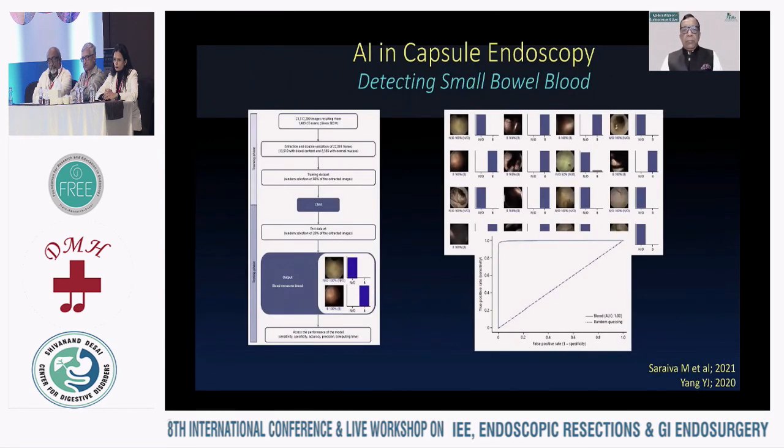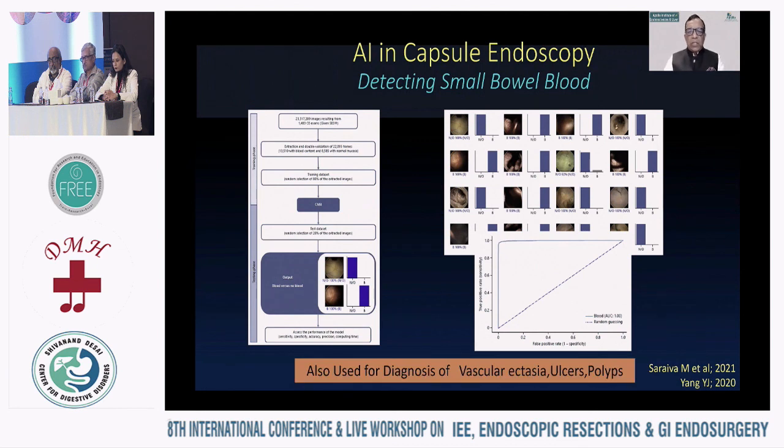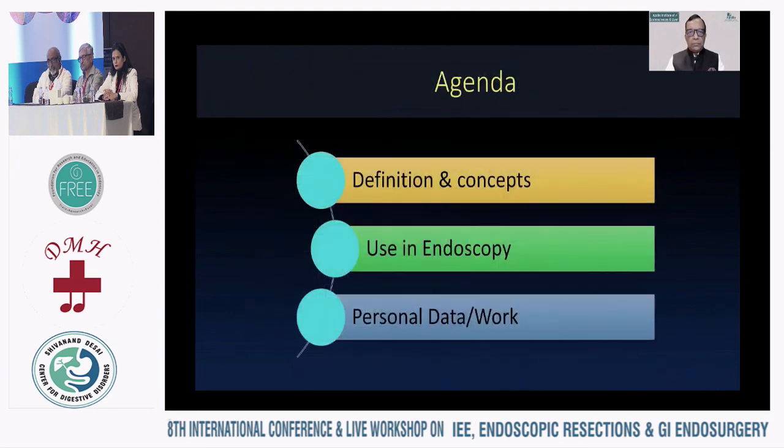Now, this is a study published a few months back where artificial intelligence has been used in capsule endoscopy for detecting small bowel bleed. As compared to the earlier version, here it is almost 100% accurate to detect blood in the small bowel. As you can see in the various images, it says with certainty whether there is blood or no blood in the capsule. It has also been used in capsule endoscopy for diagnosis of vascular ectasias, ulcers, and polyps.